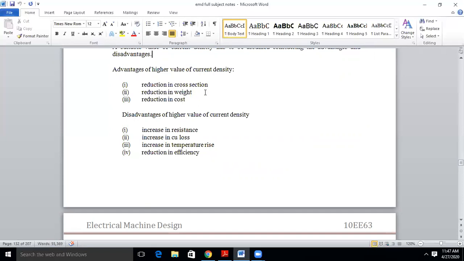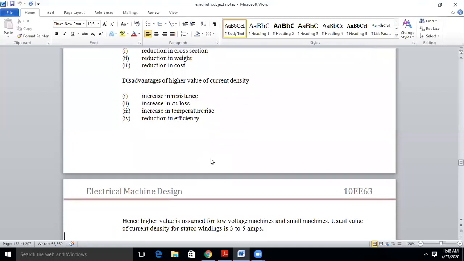If I increase the current density value, then there are some disadvantages. One is an increase in resistance: in order to accommodate that particular current density, the resistance of the conductor winding should be increased. Again, increase in the copper loss. As current increases, the losses also increase. So there is an increase in the temperature rise and a reduction in the efficiency. These are some disadvantages of a higher value of current density.